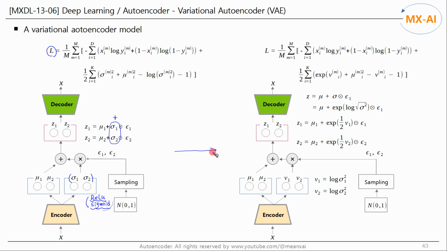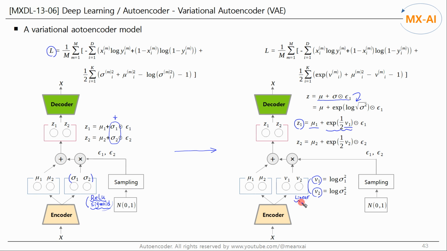For more stable learning, this structure can be changed as follows. Let's define this layer to output log variances. Let the log variances be v1 and v2. This formula used in the left model can be written as follows. Then the formula to calculate z can be written as follows. That is, z is expressed in terms of mu and v. This part is the standard deviation.